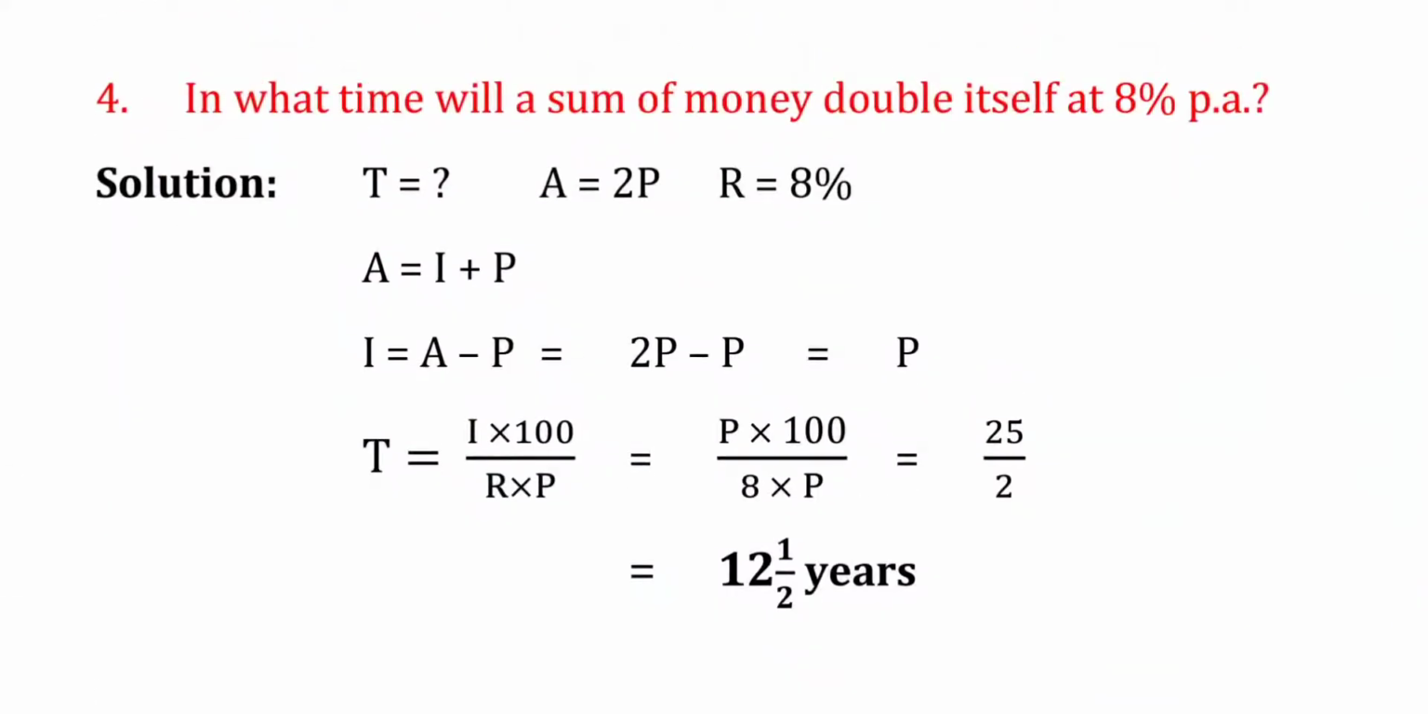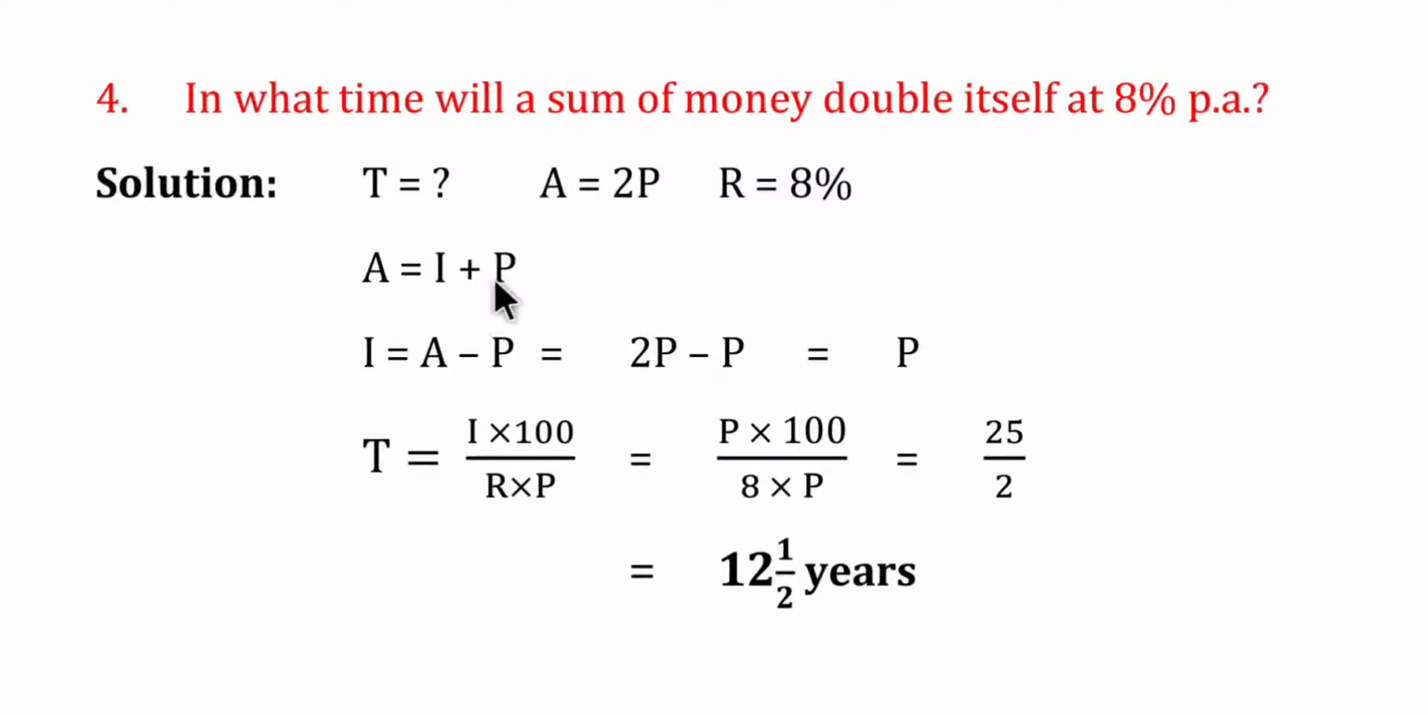Next is question number 4. In what time will a sum of money double itself at 8% per annum? So in what time means we'll find the time. Will a sum of money double itself? That means we are talking about amount that becomes double of the principal that has been borrowed. So the amount will be equal to double of the principal, that is A is equal to 2P, and the rate is 8%.